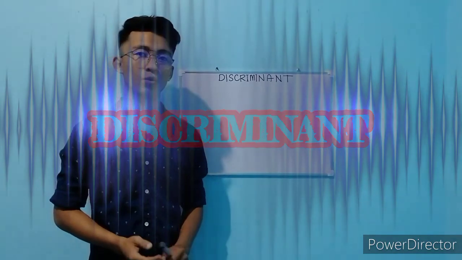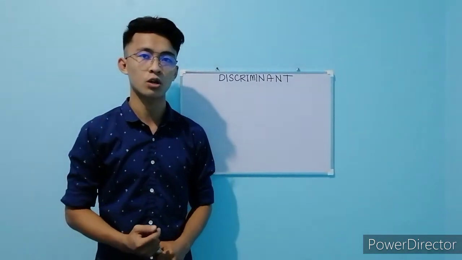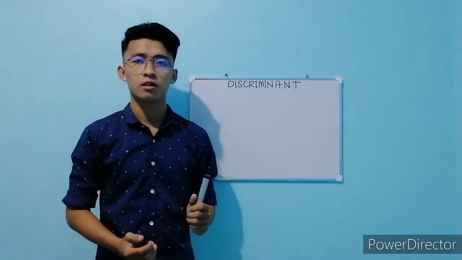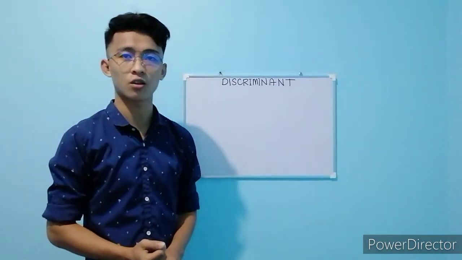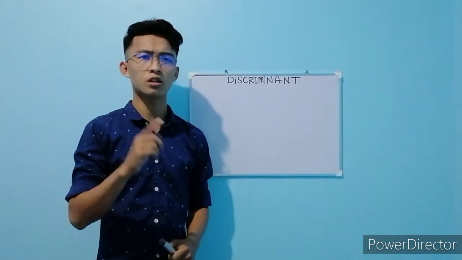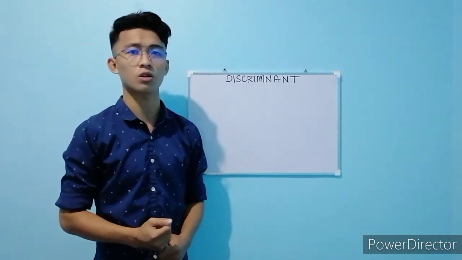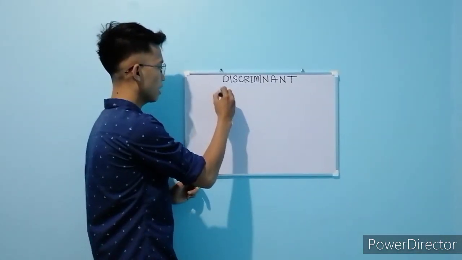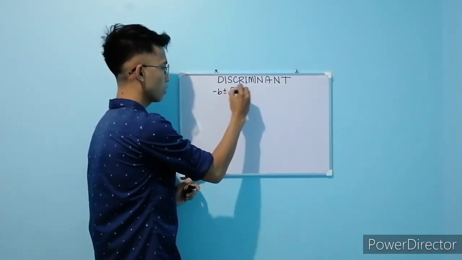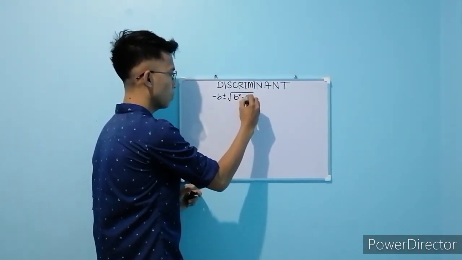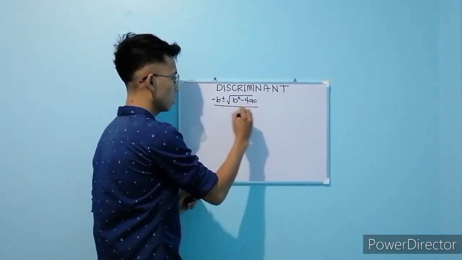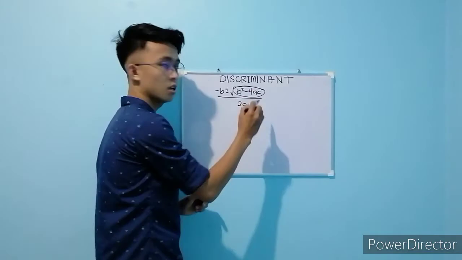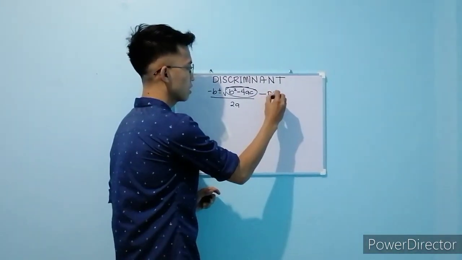Okay, so we are now done with solving a quadratic equation using the quadratic formula. We will now proceed with solving the discriminant of a quadratic equation. How do we determine the discriminant? Remember that in the quadratic formula, we have negative b plus or minus the square root of b squared minus 4ac all over 2a. The radicand, which is this one, is what we call the discriminant.